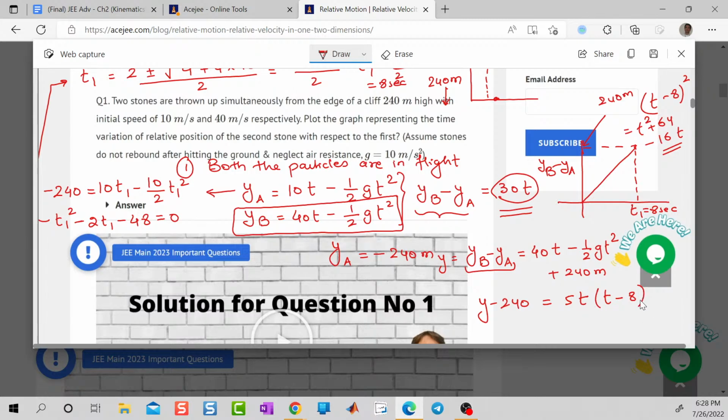This is 5t square minus 40t, or rather I should say 8 minus t. There's a minus sign error. So 40t minus 5t square. So 5, so 8t minus t square.